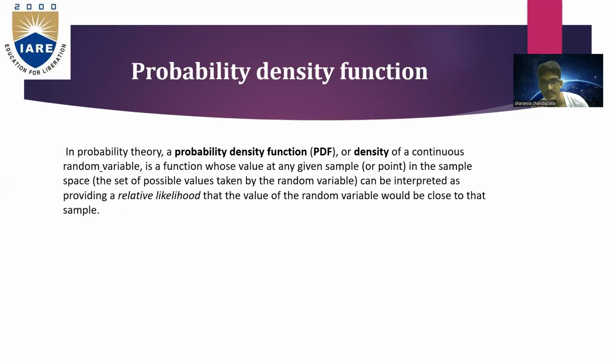Next, the probability density function. In probability theory, the probability density function, also called PDF or density of a continuous random variable, is a function whose value at any given sample or point in the sample space, the set of possible values taken by the random variable, can be interpreted as providing a relative likelihood that the value of the random variable will be close to that sample. So it is about the probability density function.